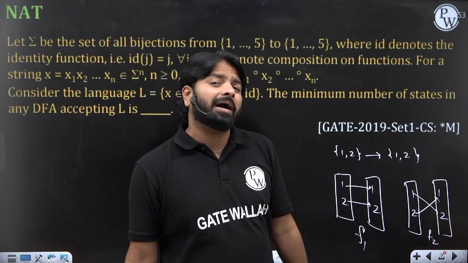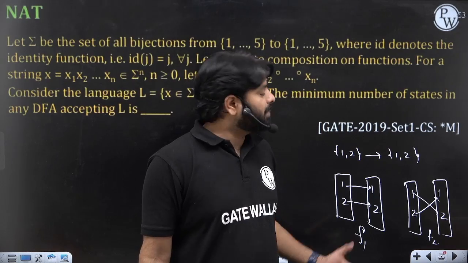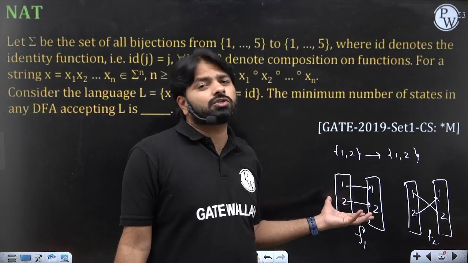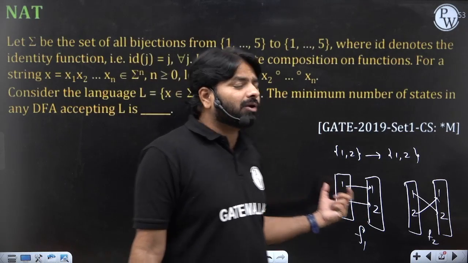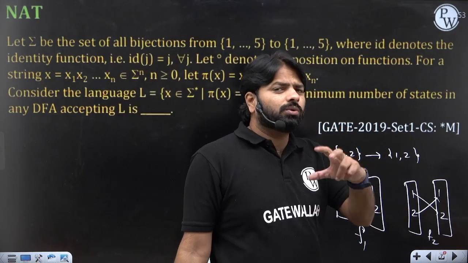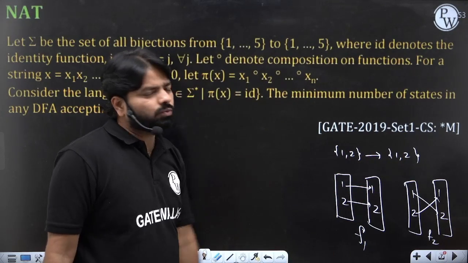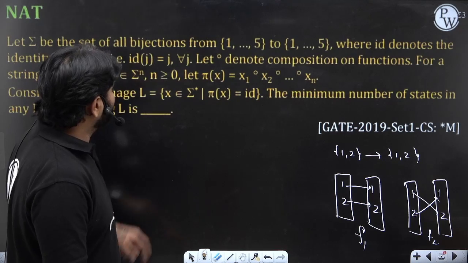Only 2 functions are there with a 2 element set to a 2 element set, and these 2 are bijective functions. We are talking about bijective only, not all the functions, since all the functions could be a different answer. So the number of bijective functions from a 2 element set to a 2 element set is only 2. Now by taking these 2 functions, you need to form a language.